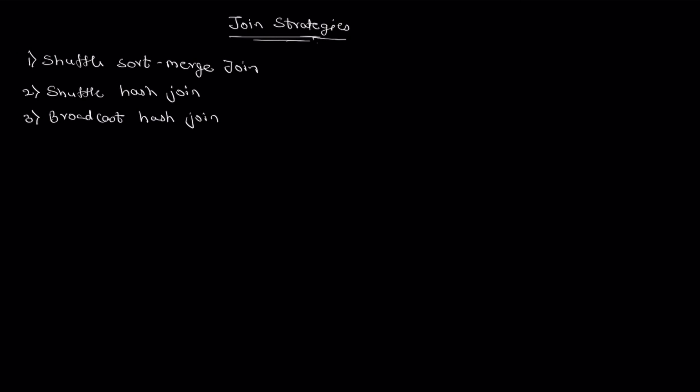So that being said, in our previous video, we discussed how join works internally in Spark. So in today's video, we are going to see the join strategies. The three join strategies that are important in terms of interview perspective are shuffle sort merge join, shuffle hash join, and broadcast hash join. So these are the three strategies that we are going to discuss in today's video.